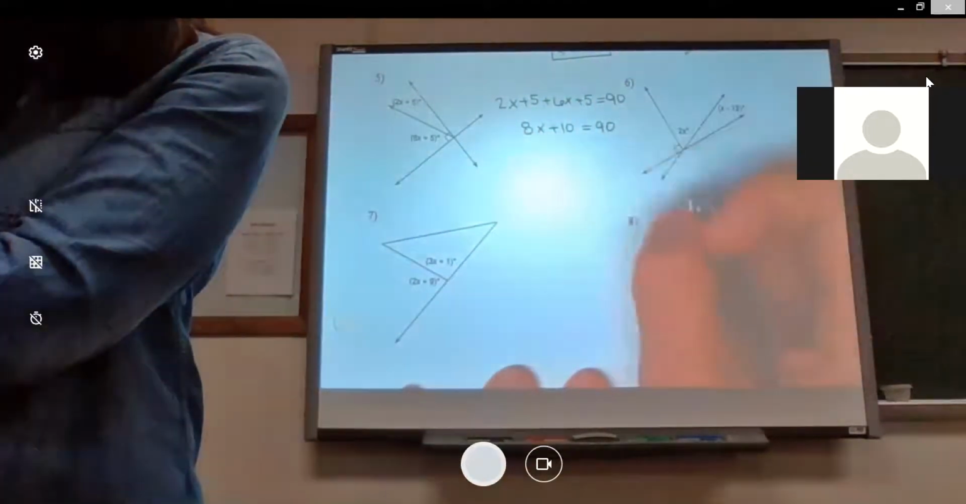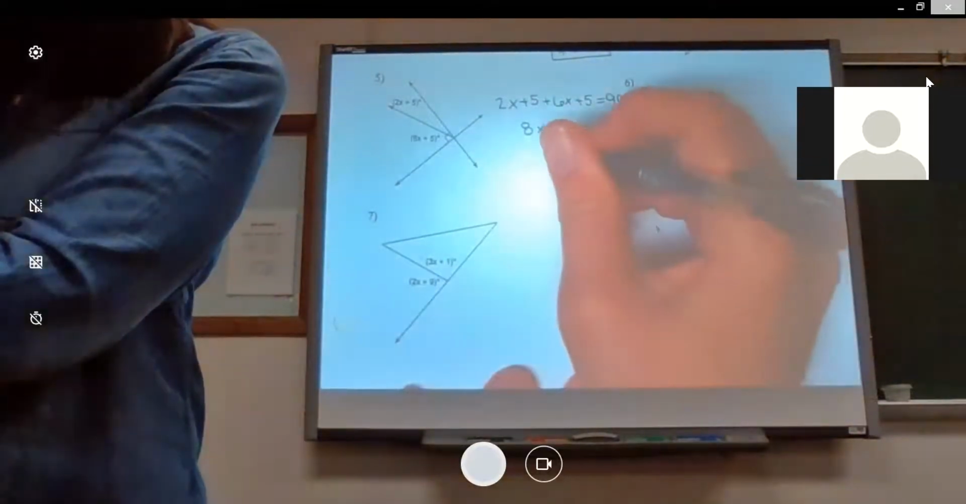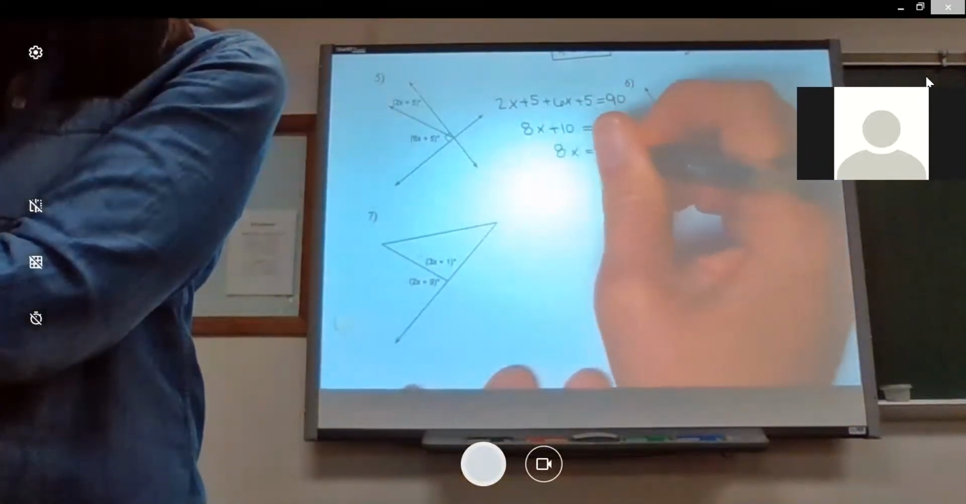You get the same thing on number 5? You get 8x equals 80? Yeah. And x equals 10?